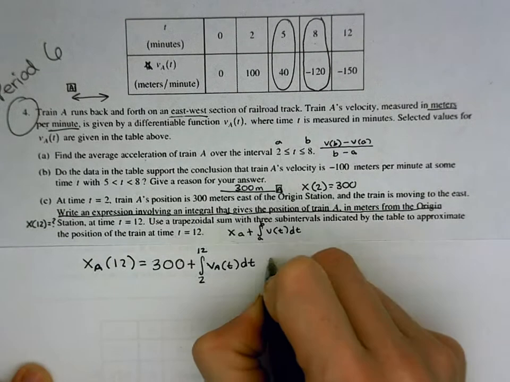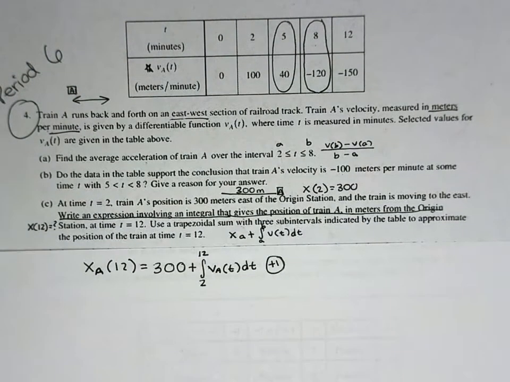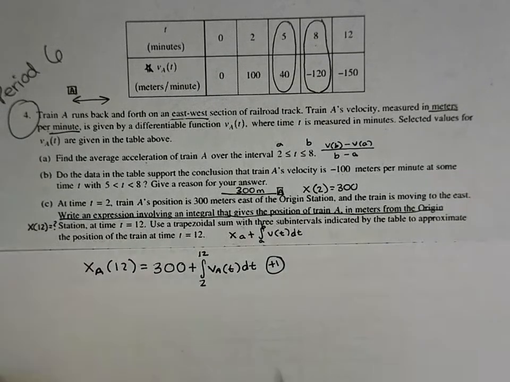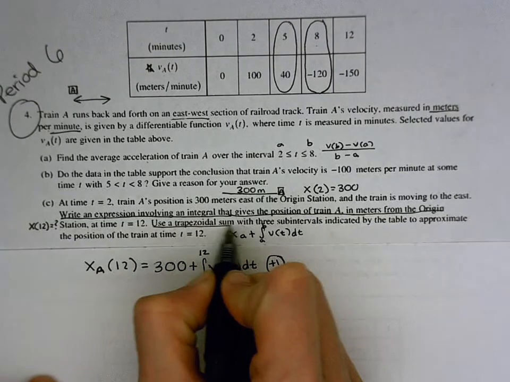Okay, and so this was 1 point. Straight from Unit 7, we did some of these. It showed up on your Unit 7 quest. Writing position, or desired position. Okay, second point is for using a trapezoidal sum.